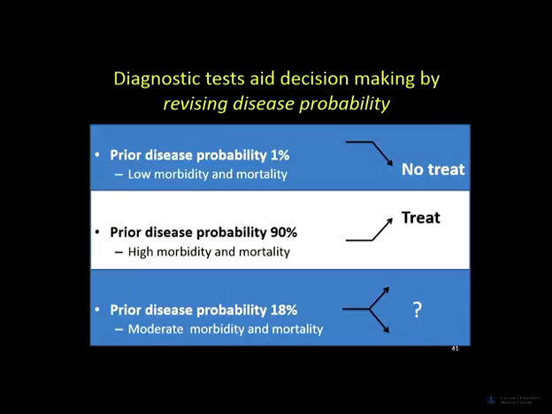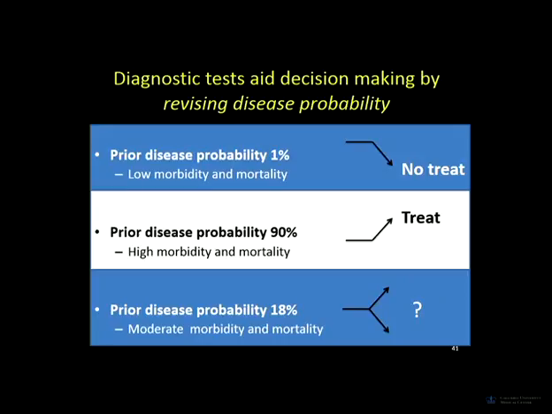diagnostic tests aid decision-making by revising your disease probability, revising your prior probability into a new probability. So if the patient has a disease that's of low morbidity and mortality, and it's a relatively rare disease, we may not need the information from a test. We could just go ahead and not treat that person. Okay? But if it has a disease of high morbidity and mortality, and there's a high probability the person has a disease, you really don't need that diagnostic test. You know enough already, just go ahead and treat the patient.